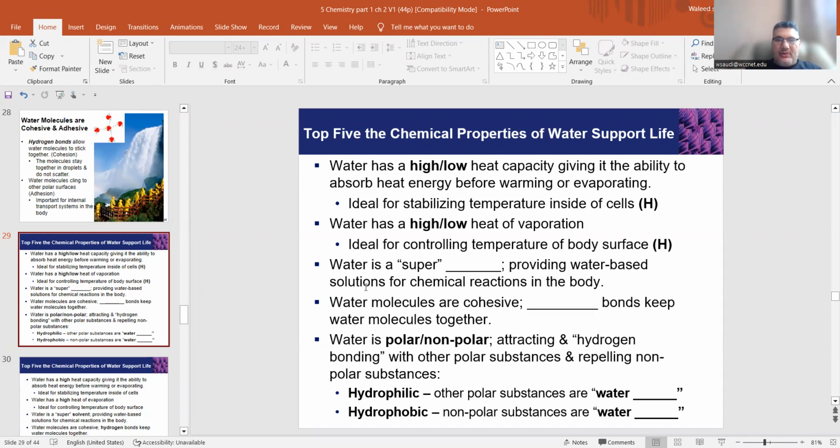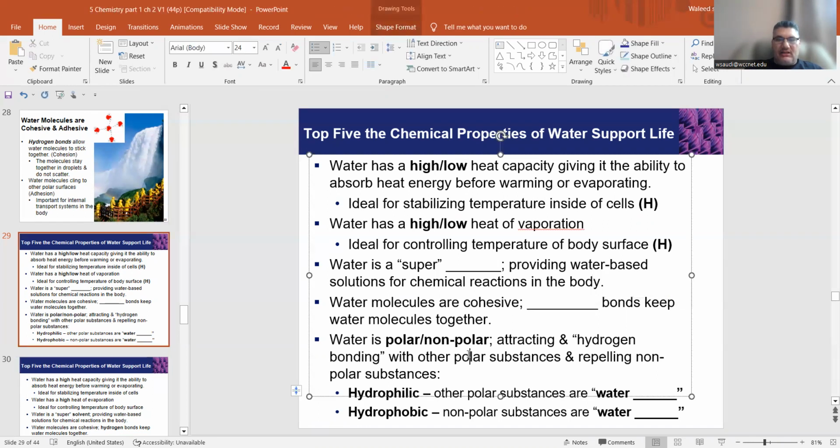It provides a water-based solution for chemical reactions in the body. So what do you call it? Solvent. Yes, water is a solvent. Water molecules are cohesive because what kind of bond keeps the water molecules with each other? Hydrogen. Hydrogen bond. Excellent. Is water polar or nonpolar? What do you think? Polar. It's polar, of course.